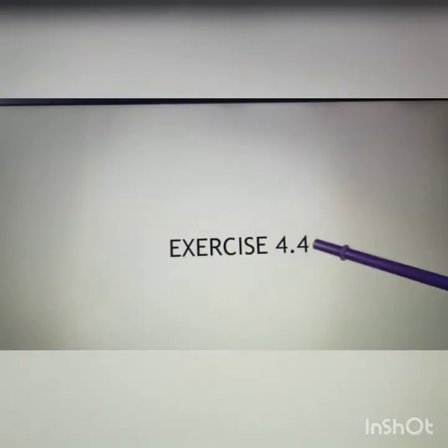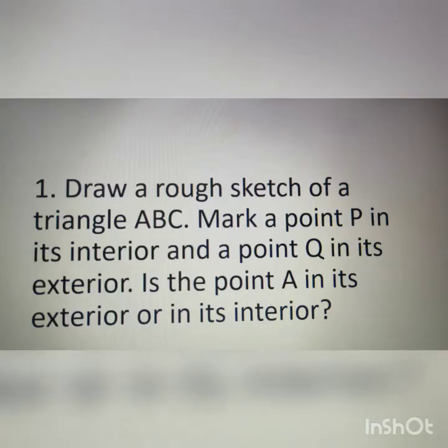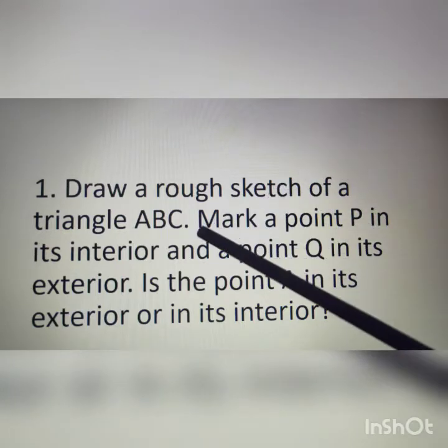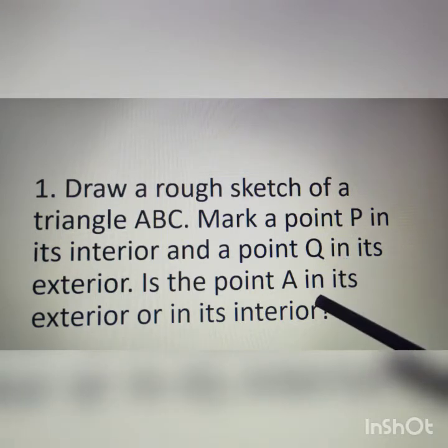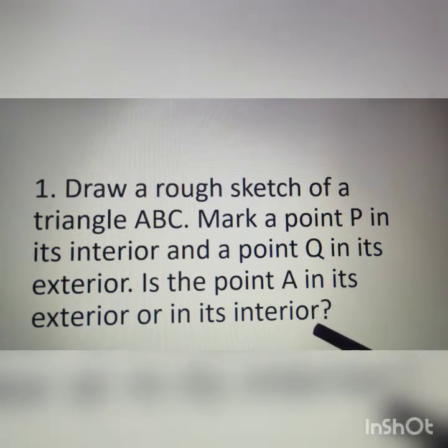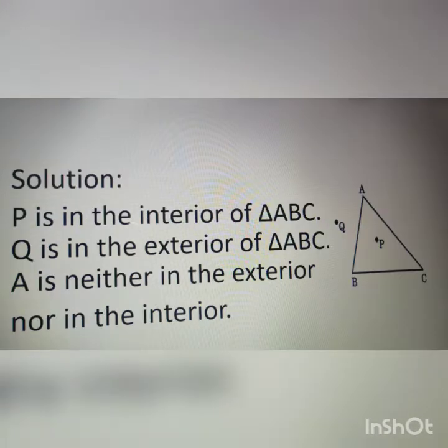Exercise 4.4. Question number 1. Draw a rough sketch of a triangle ABC. Mark a point P in its interior and a point Q in its exterior. Is the point A in its exterior or in its interior? Solution. Triangle ABC is drawn. Point P is in the interior of triangle ABC. Point Q is in the exterior of triangle ABC. A is neither in the exterior nor in the interior of triangle ABC.